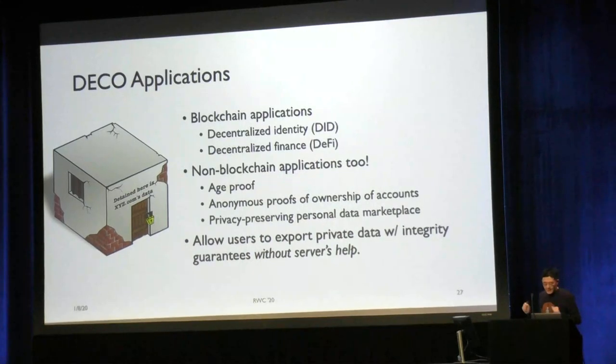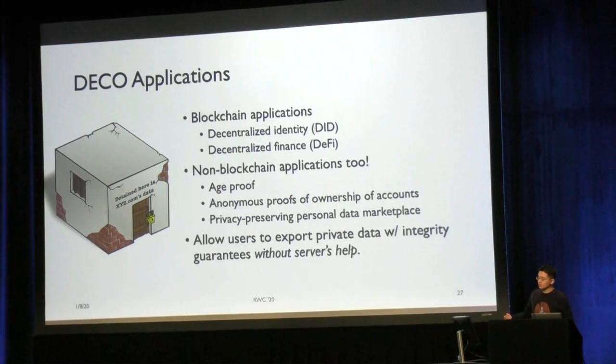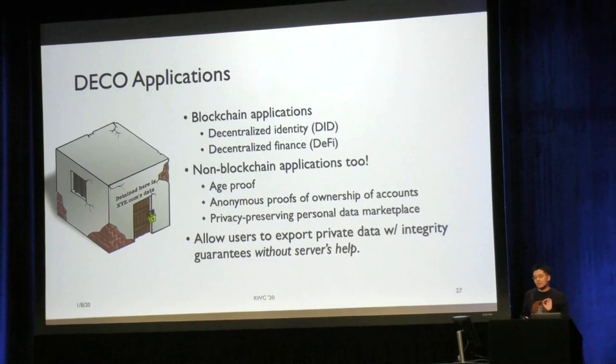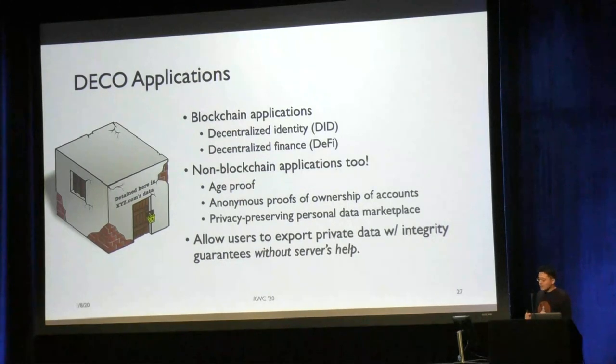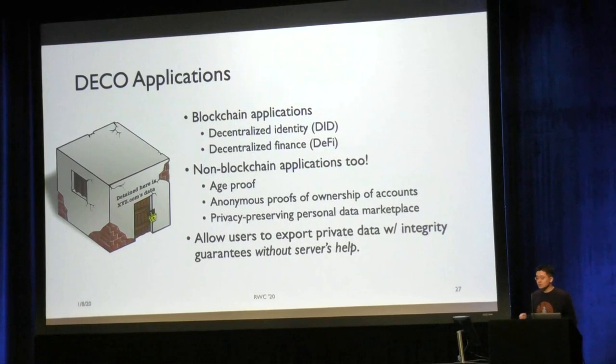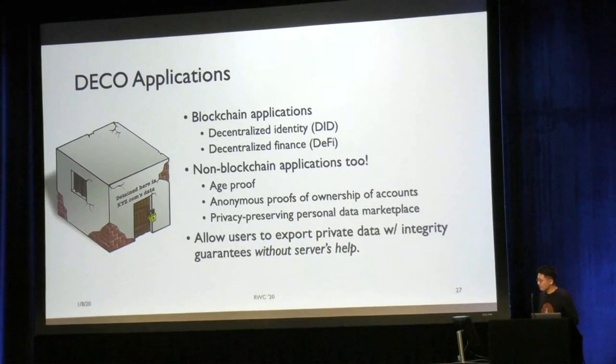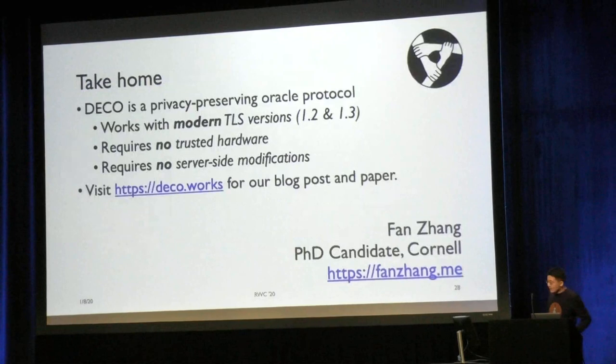And to summarize here, DECO essentially allows users to export their private data with integrity guarantee to others without the server's help. And you heard about blockchain applications from Ari. There are also non-blockchain applications, such as age proof, and you can also think of others, such as proof of ownership of online accounts, proof of integrity of personal data to enable a marketplace of that, etc.